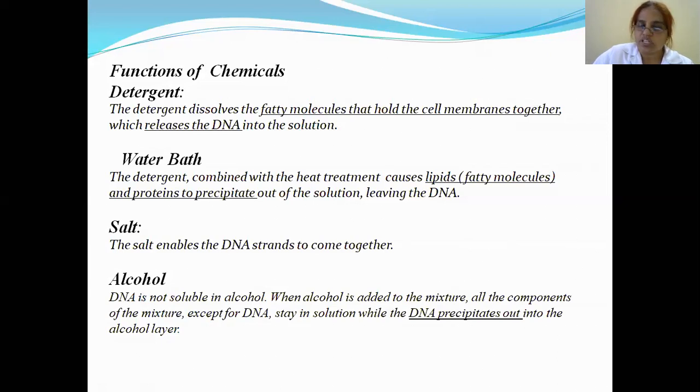The remaining things stay in solution, but DNA precipitates out. This is after adding the alcohol: the DNA is precipitated out. You can see the precipitation clearly after adding the alcohol. So the DNA is not dissolved in the alcohol, but it precipitates out.